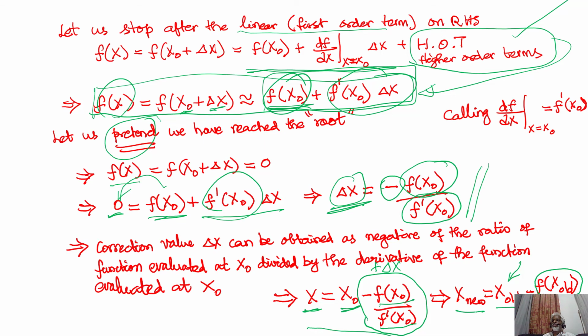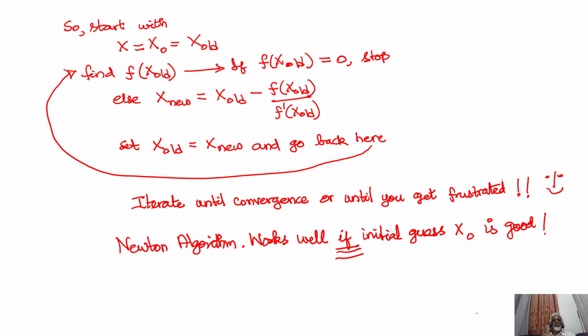Then calculate x new. Check if the function at x new becomes 0. If it becomes 0, then you say x new is the root. If the function at x new is not equal to 0, is not within your convergence tolerance, then you set x old equal to x new and repeat this again. So iterate. That's the broad idea.